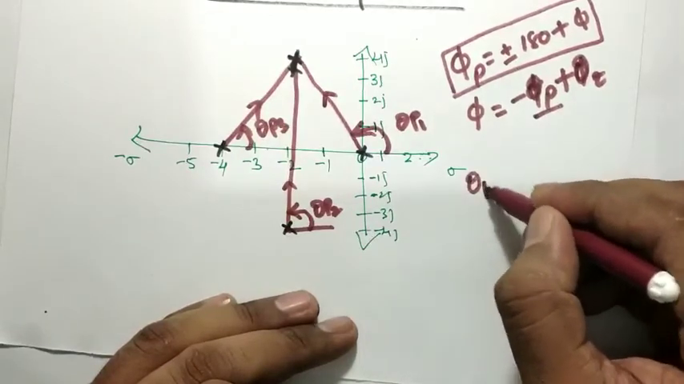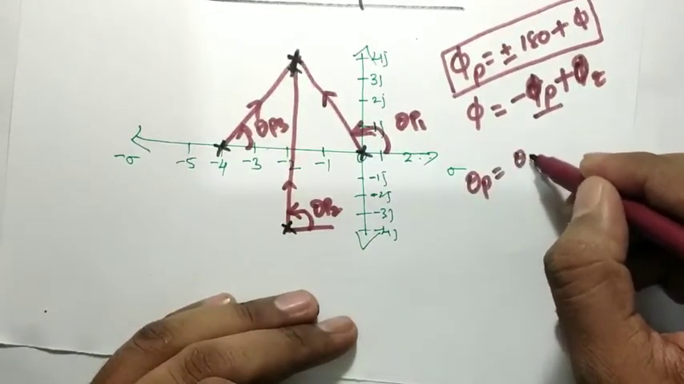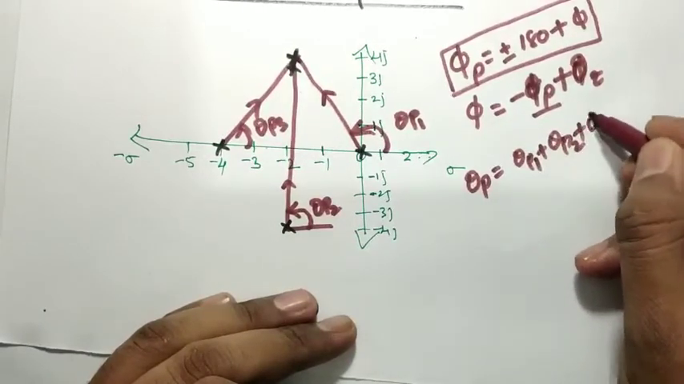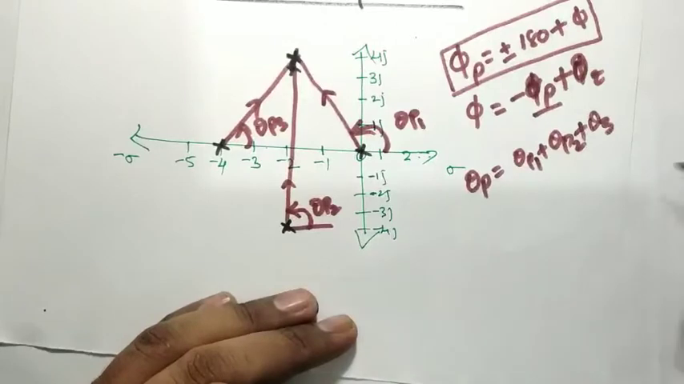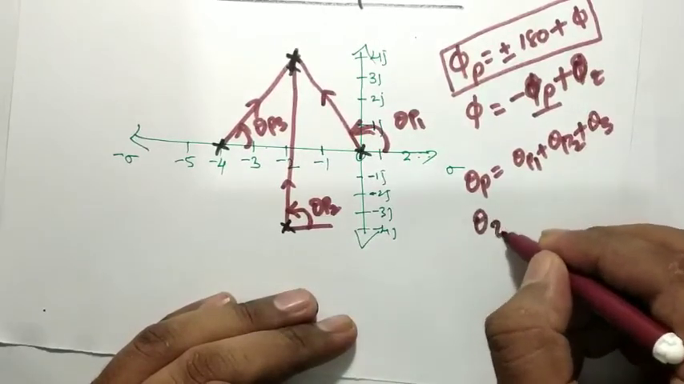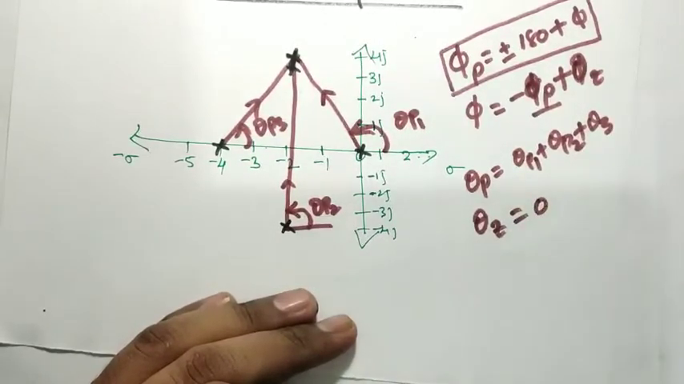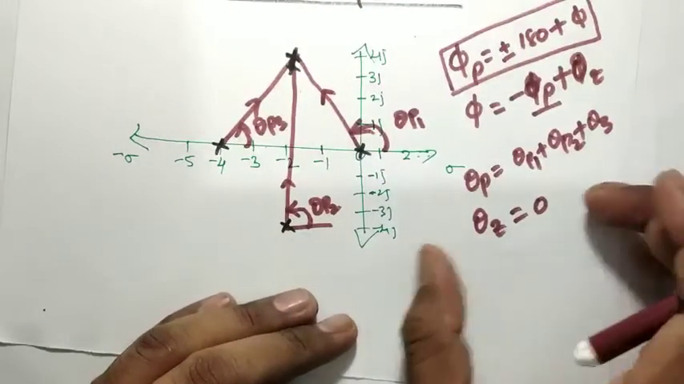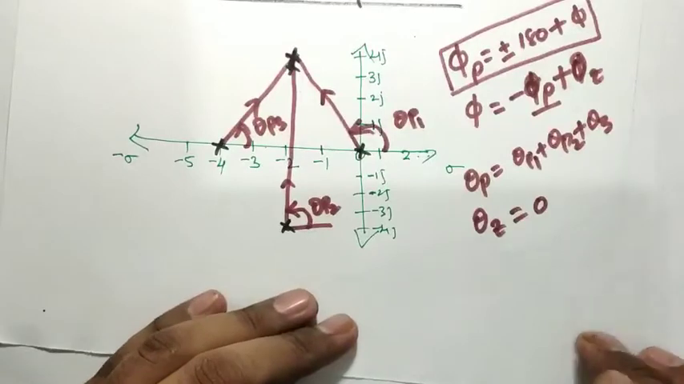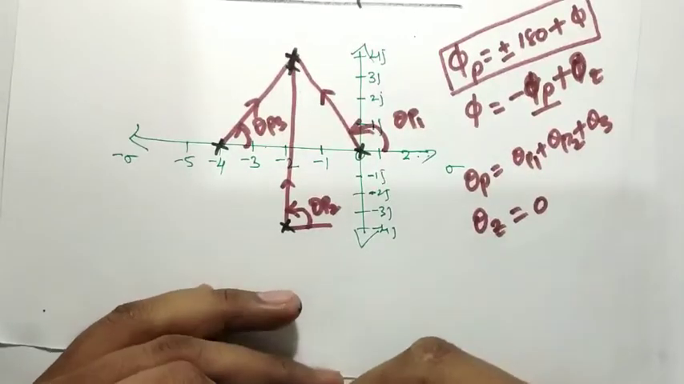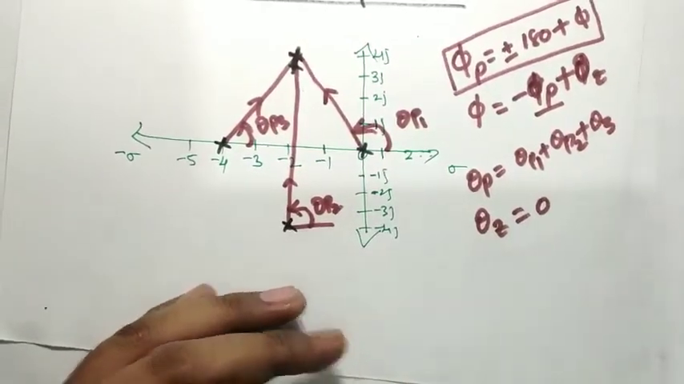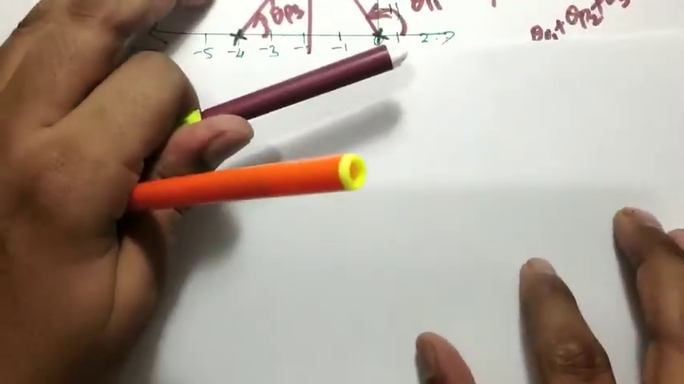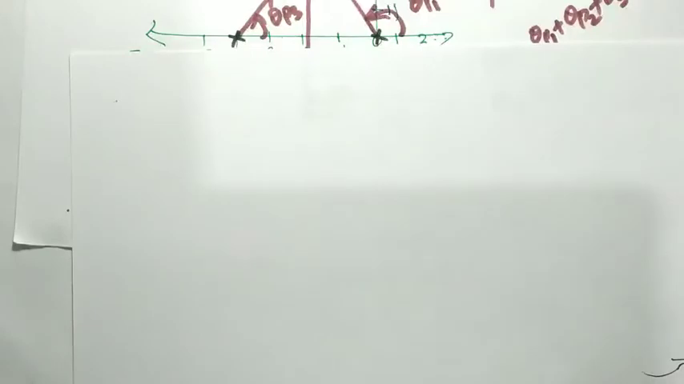Theta p is equal to theta p1 plus theta p2 plus theta p3, right? Here theta z is equal to 0, so there are no zeros to contribute angle; only the poles contribute. You just see this in the figure.